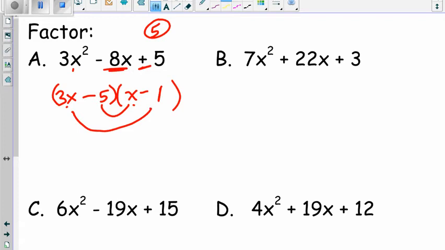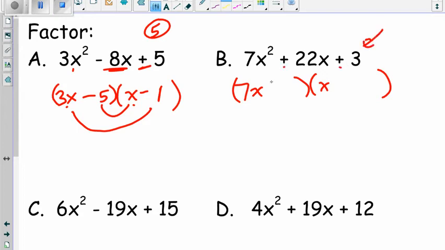So that's the quicker way of doing those, especially when it's prime. Letter B, I know I'm going to have 7x as my first term and x as my second term, because if I multiply 7x and x together I get 7x squared. And then I have to figure out where I'm going to get this 3. Where would I plug this 3 in?